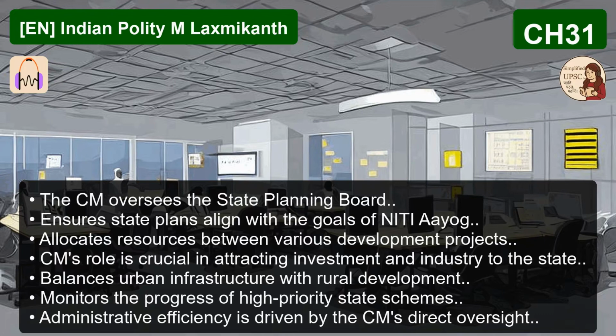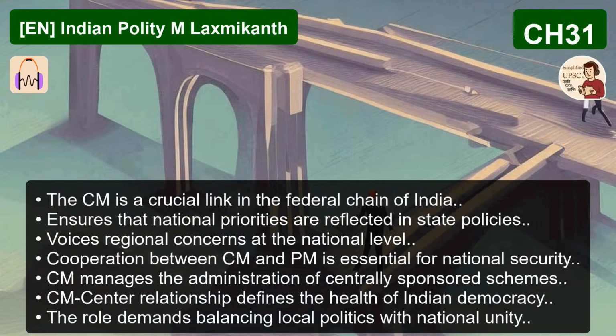So as we wrap up, let's just summarize the most critical takeaways. For anyone studying this, what are the absolute essentials? First, remember the CM is the de facto head, the real executive mirroring the PM. Second, the governor's discretion in appointing a CM is very limited. It's really only for hung assemblies or a sudden death in office. And third, the principle of collective responsibility. The cabinet is a team, and they swim or sink together. The CM's resignation means the whole government falls.